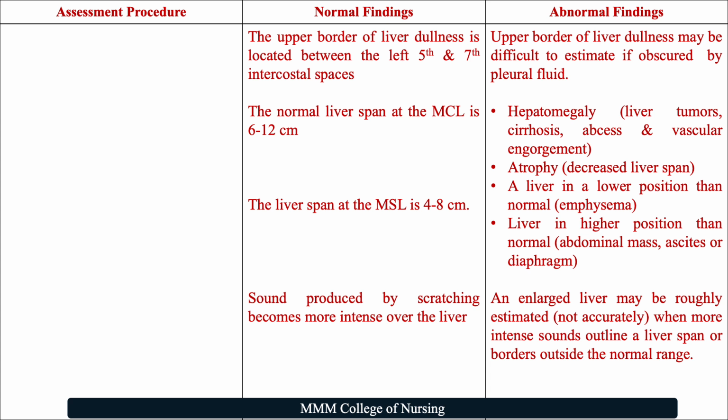Atrophy can show decreased liver span. A liver in a lower position than normal can be suggestive of emphysema. Liver in a higher position than normal can be suggestive of abdominal mass, ascites, or diaphragm.